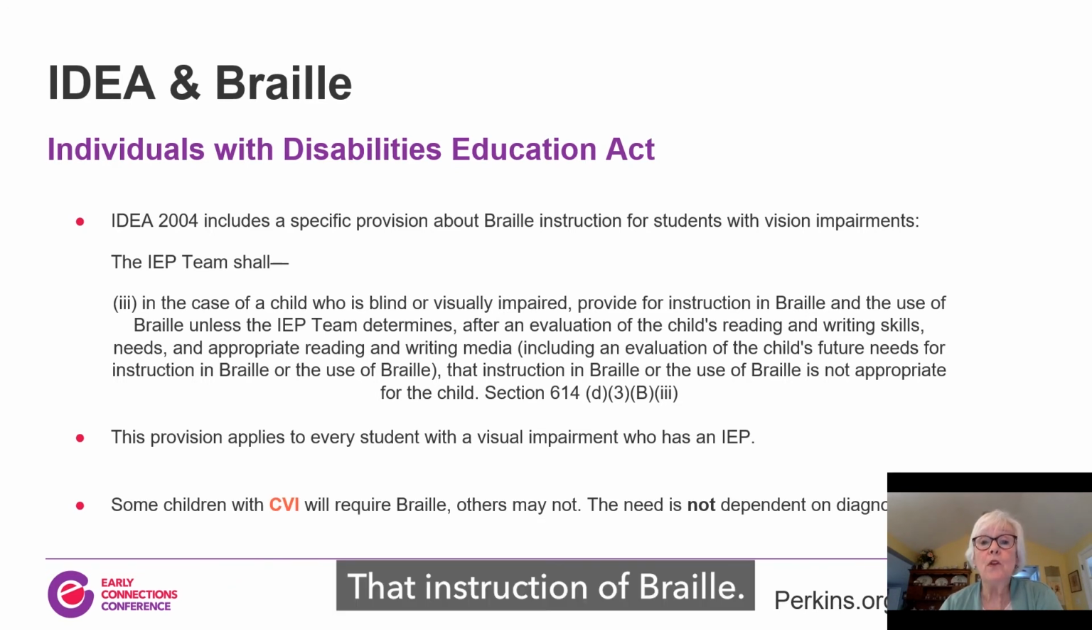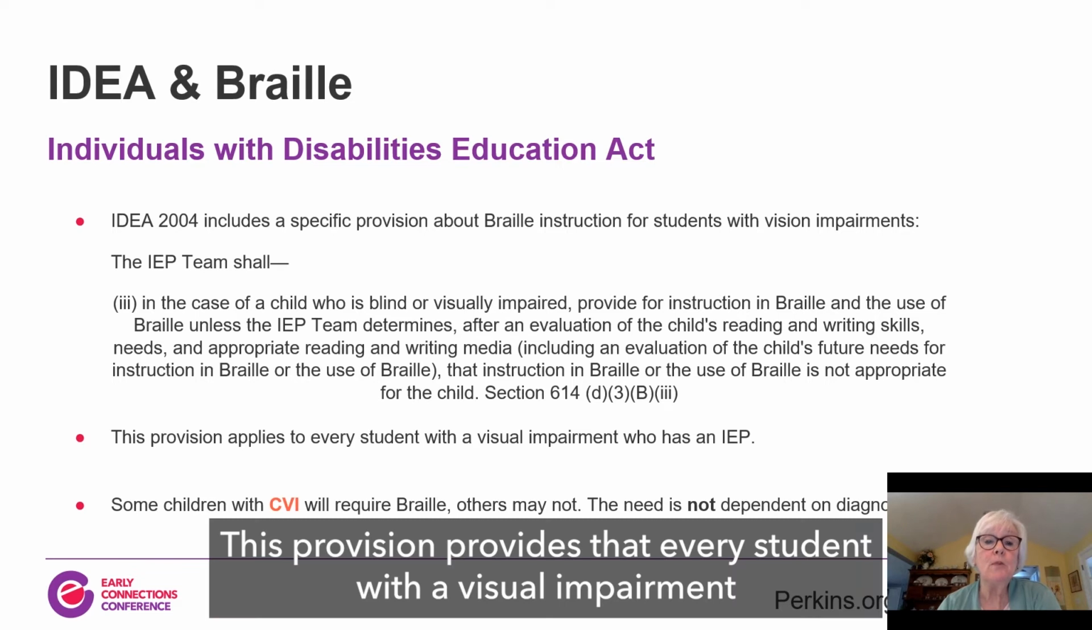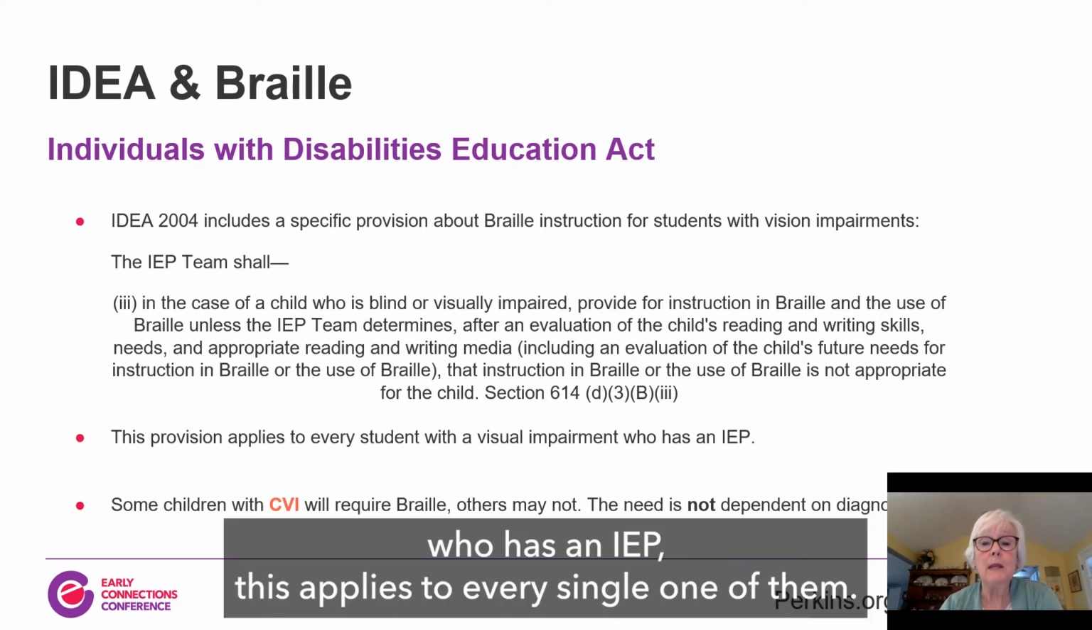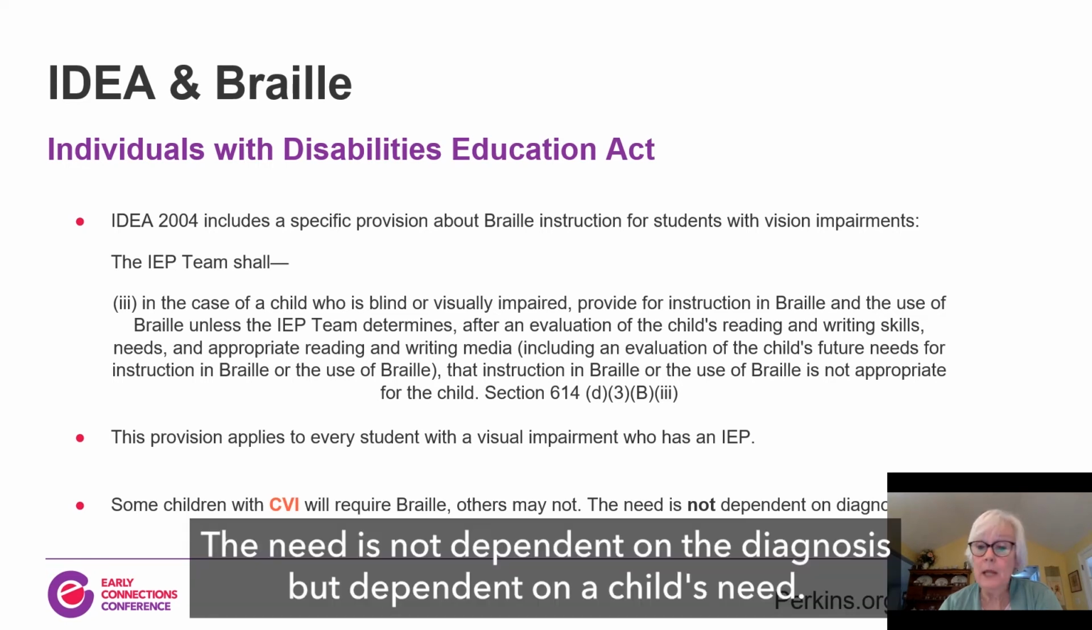That instruction in Braille or the use of Braille is not important for a child has to be determined through an assessment. This provision provides that every student with a visual impairment who has an IEP, this applies to every single one of them. Some children with CVI require Braille and some do not. The need is not dependent on the diagnosis, but dependent on a child's needs.